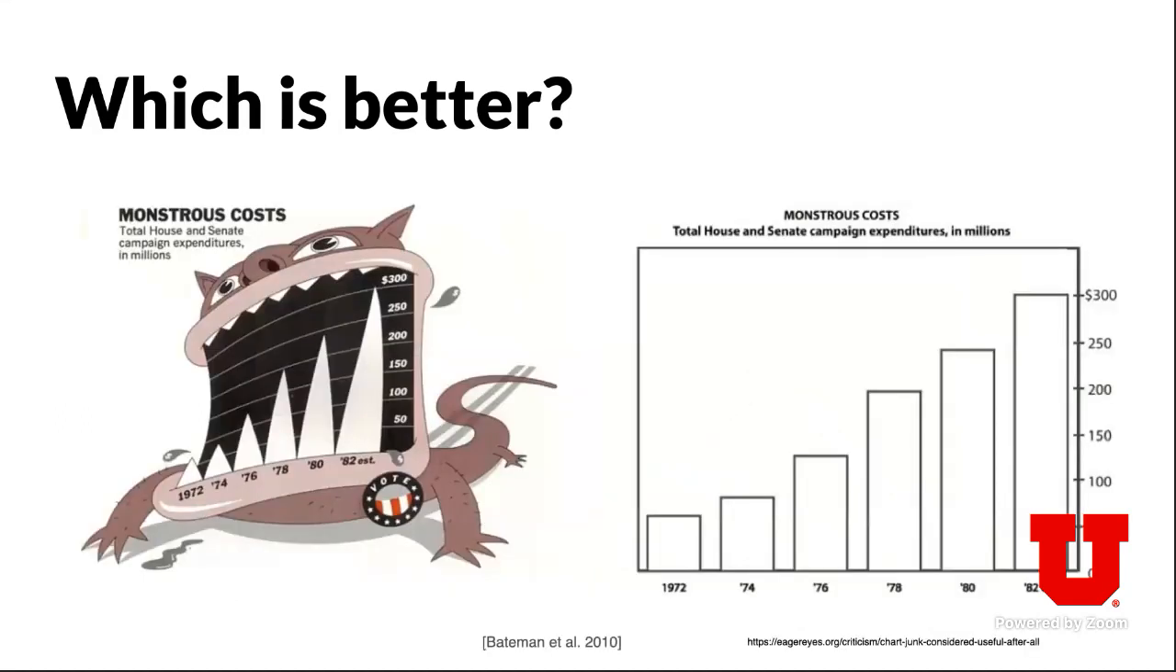Here's another example: the monstrous costs, the total House and Senate campaign expenditures in millions. This is from the right chart here. Again, very simple. The left one here brings in illustrations, right? And it turns out that people actually like that. So one point is about what communicates the data better. Another point would be about memorability, right? So what do you think, which of those two charts people would remember after a couple of days?